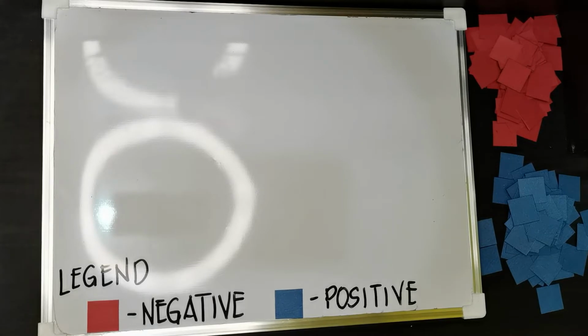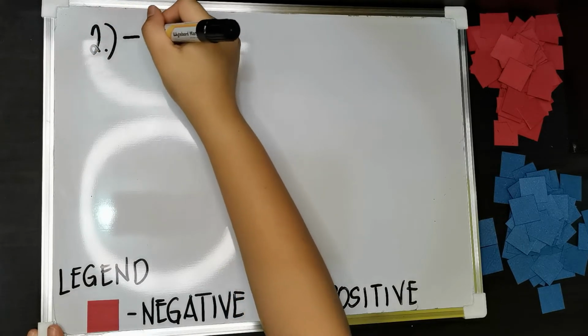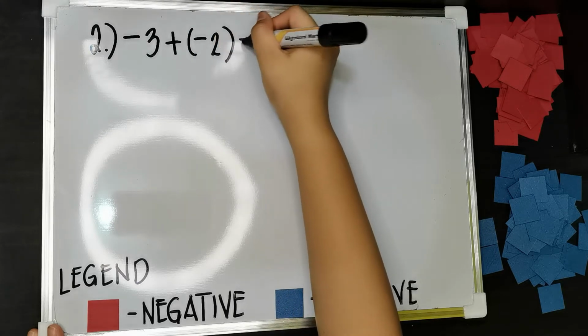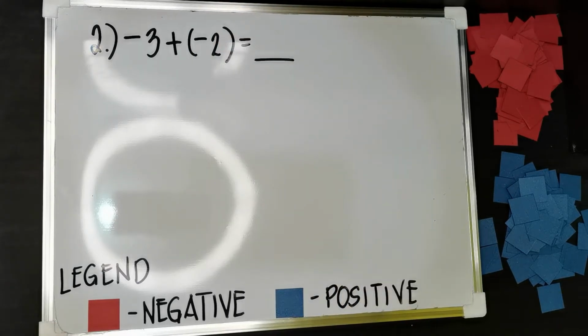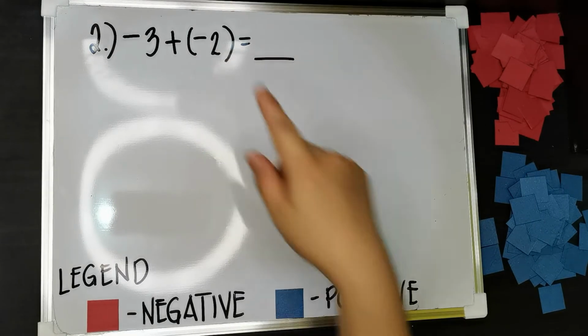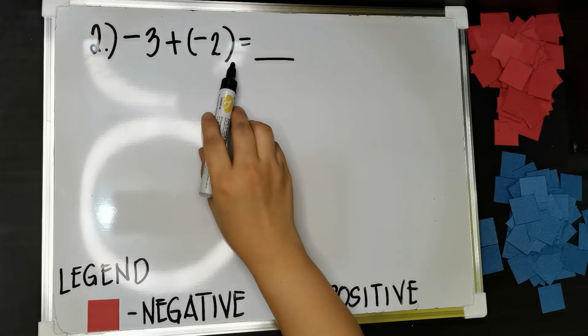Now, let us proceed with example number 2. So, sa situation number 2, I have there negative 3 plus negative 2 is equal to what? So, to find the answer of that, what we are going to do is to use again sign tiles. But before that, I have here a little bit explanation about this parenthesis here. Okay, so you can see, I put here a parenthesis, or meron talaga kayong makikitang parenthesis.